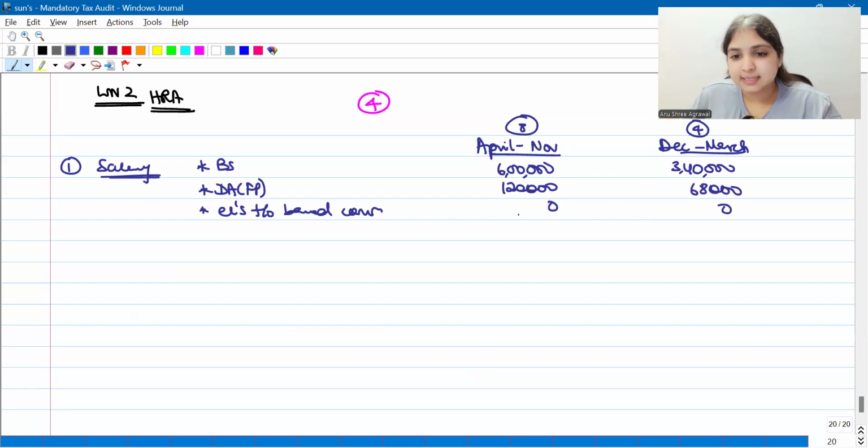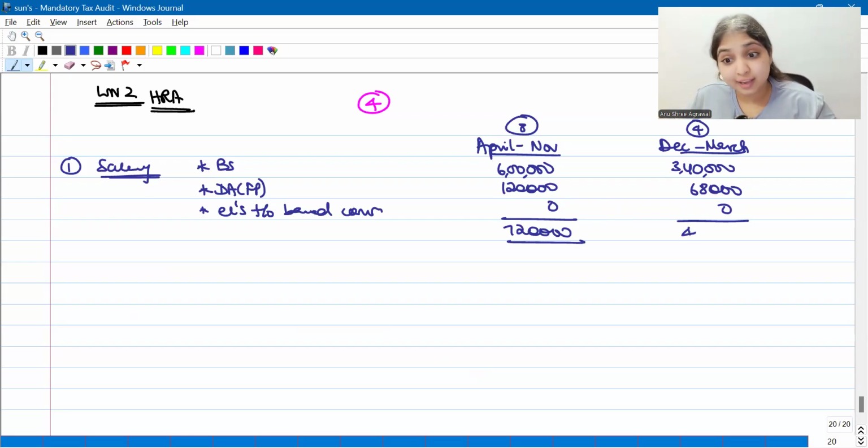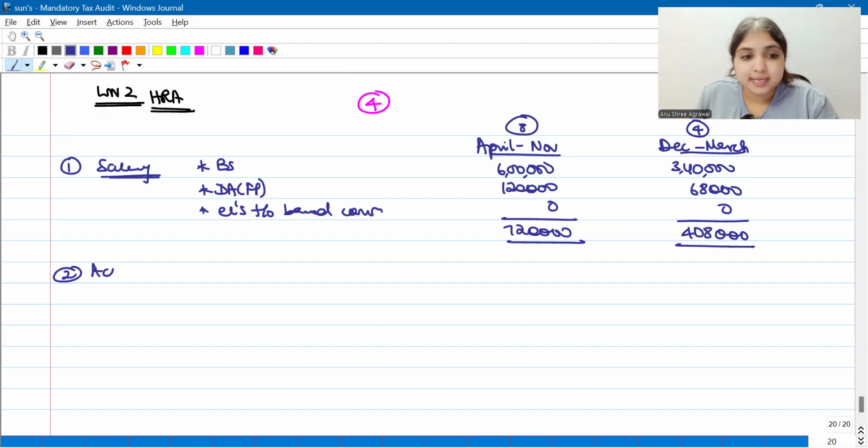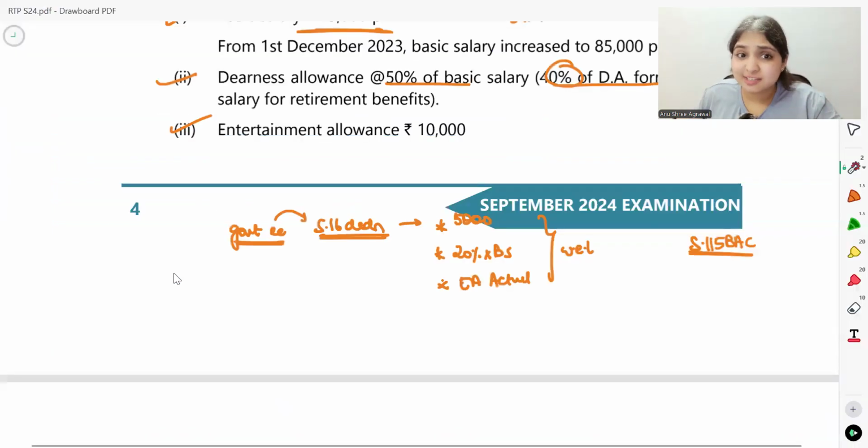And we've already seen that there is no commission. So what is salary for the purpose of HRA? You have 7,20,000 here and 4,08,000 over here. So this is our salary computation for the SSE, for the purpose of HRA. 4 steps, this is the first step. Then comes the second step, which is actual HRA. How much HRA did your SSE actually receive, guys?